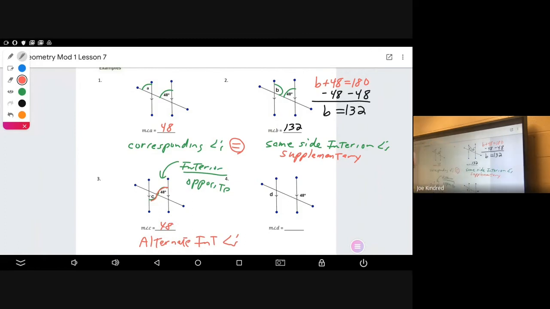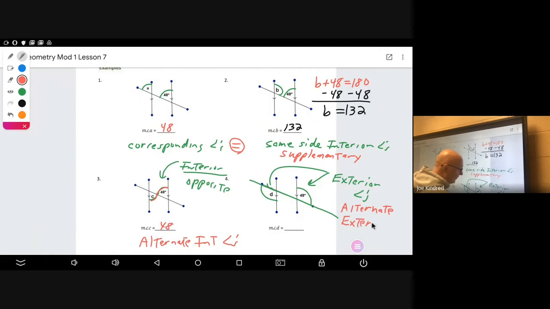The last one we're going to look at, number 4. And basically, this is one that I alluded to in the previous section. We look here, we said, well, these are exterior angles. And they're on opposite sides of the transversal. And so, yes, as a matter of fact, they are called alternate exterior angles. And yes, they are equal.